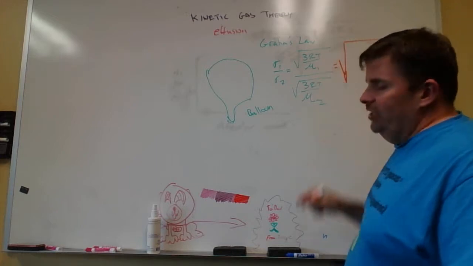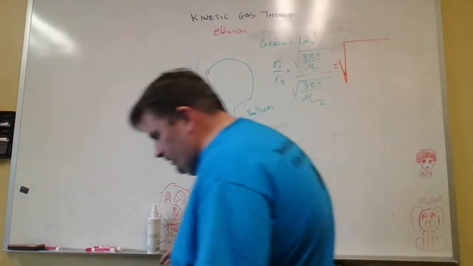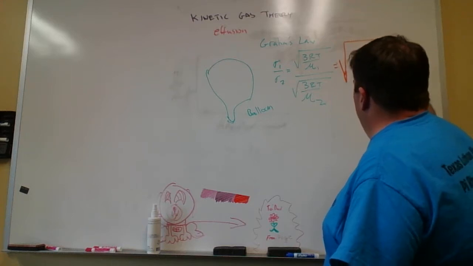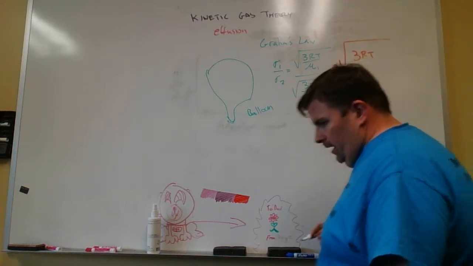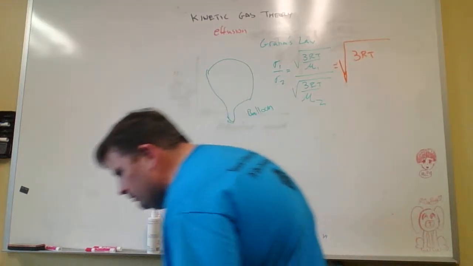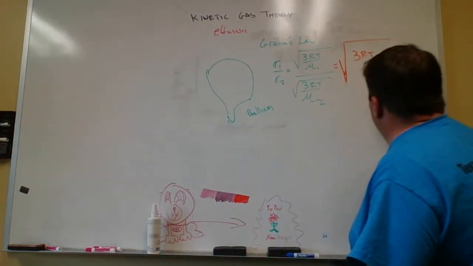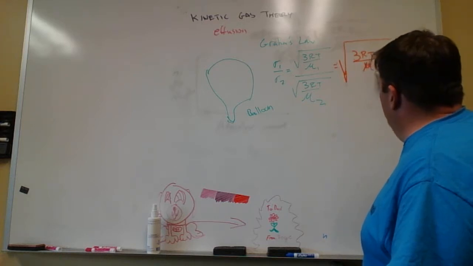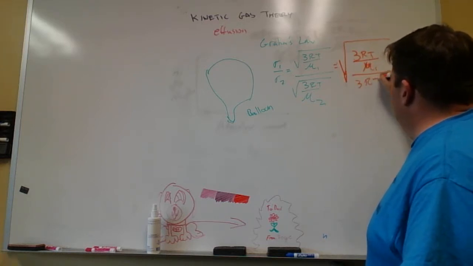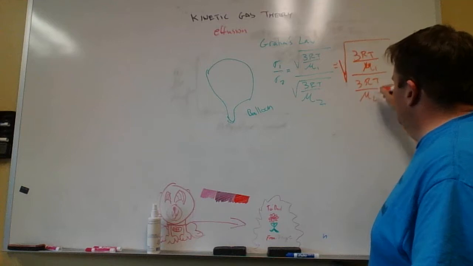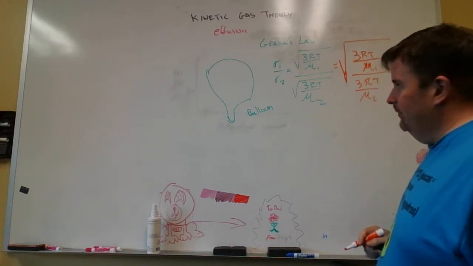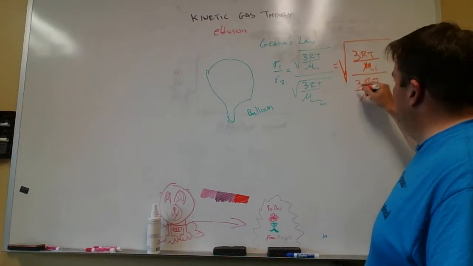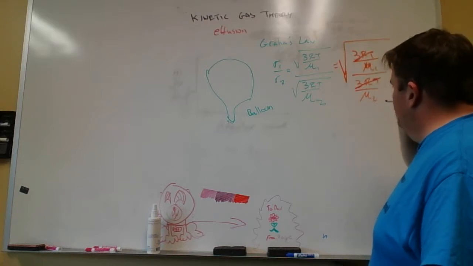Now, notice 3RT are the same in each part of the system. So one way of looking at that is saying 3RT is going to be equal to M1 over M2. 3RT M1, fancy M1, 3RT M2. Now, if I look at these two things, because they're on top of each other as far as fraction goes, the RTs cancel out.